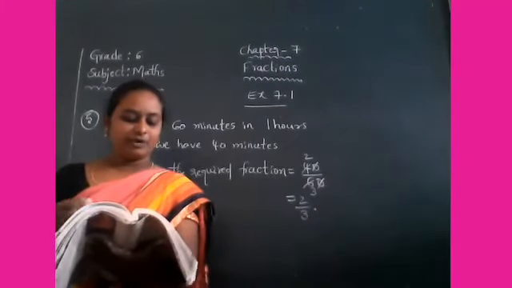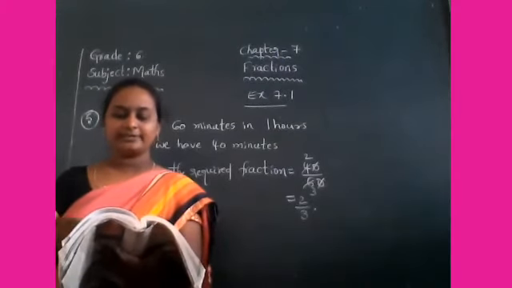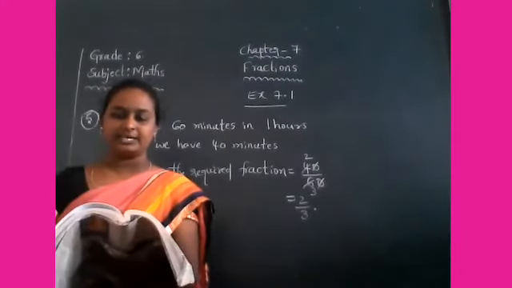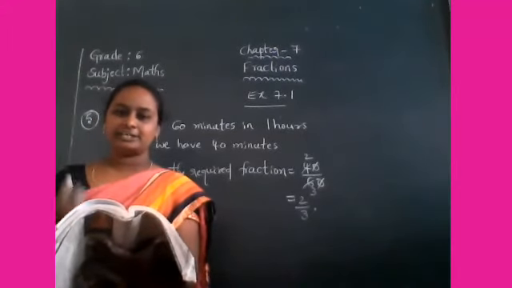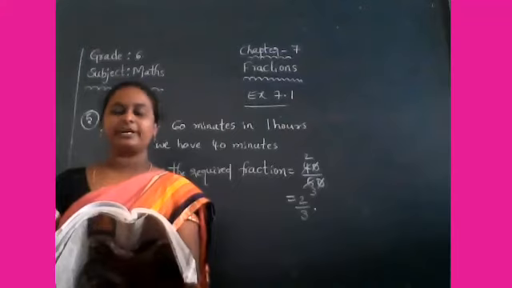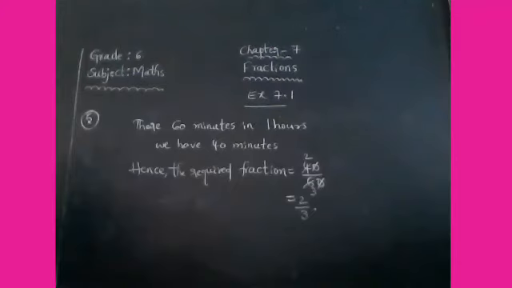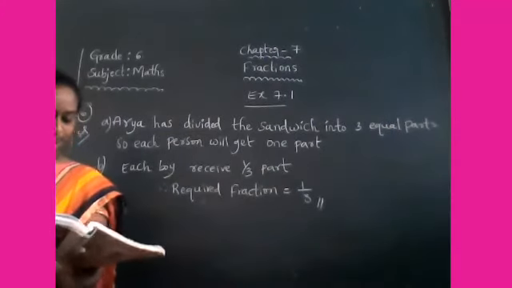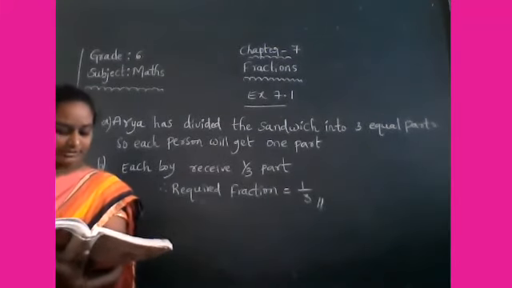Next, second one. What part of a sandwich will each boy receive? He has divided the sandwich into 3 equal parts. So how can you write the fraction? Each boy received how much part? Very good, 1 by 3. Children, copy it. So, the sixth one we have completed. Okay, next question.